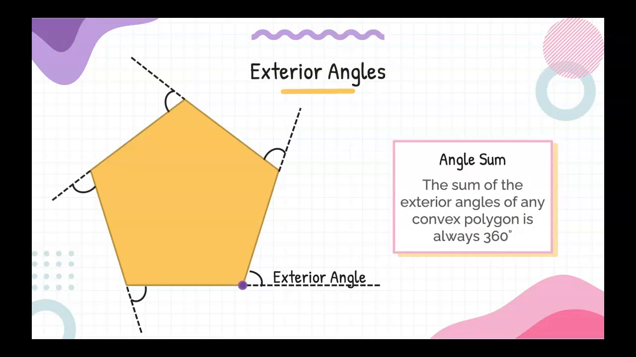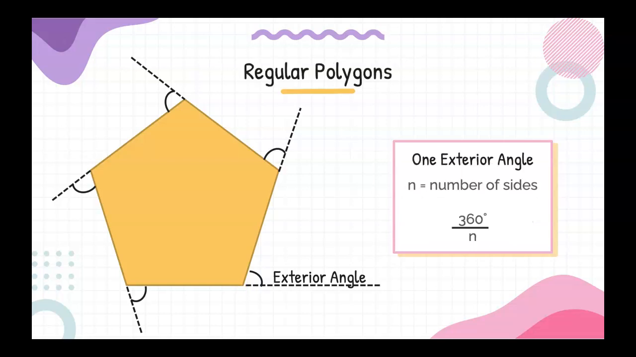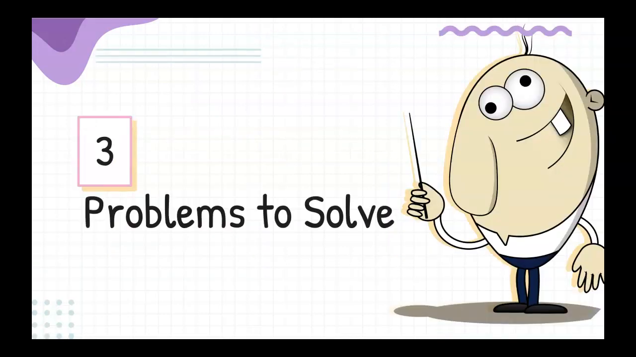Note if you draw in all the exterior angles of a polygon, we can think about starting at that purple vertex and then going all the way around the pentagon counterclockwise. If you travel all the way around once, you are completing a full circle, which has a degree measure of 360 degrees. So every single convex polygon, no matter how many sides, the exterior angles always add up to 360 degrees. That's very convenient, because for a regular polygon, one exterior angle will have the measurement of 360 divided by the number of sides. Let's go ahead and solve a couple problems.